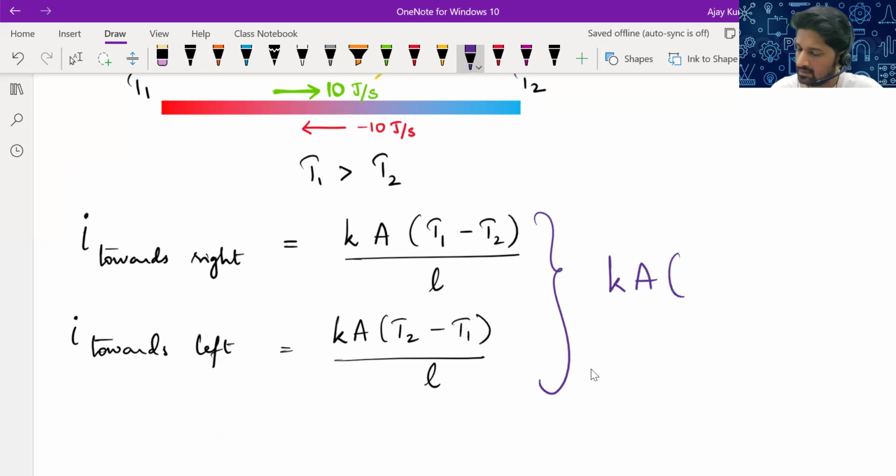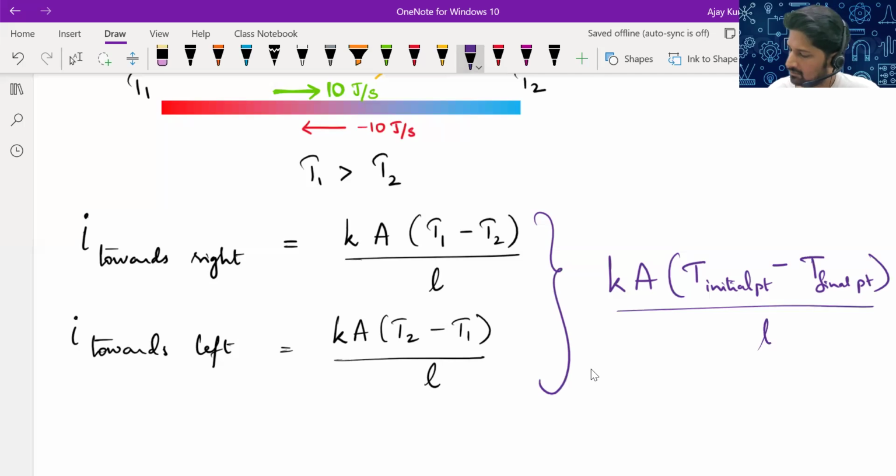So generally, if you want to summarize this, heat current should be written as K A, based on the direction in which you are going, temperature at the initial point minus temperature at the final point. That is how you are supposed to write heat current depending on the direction in which you want the current.